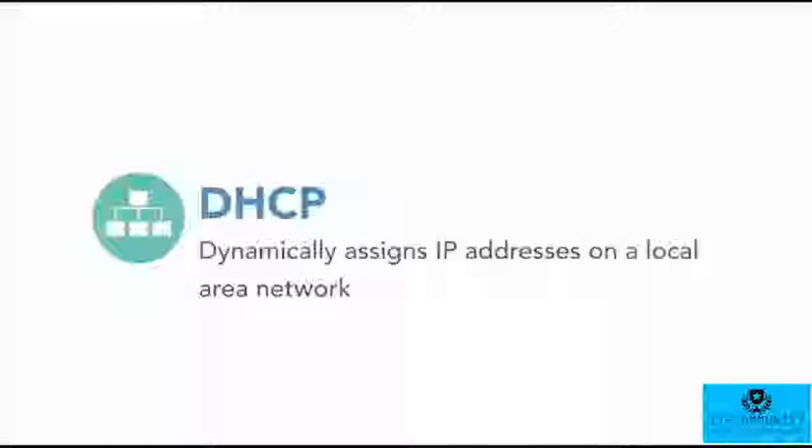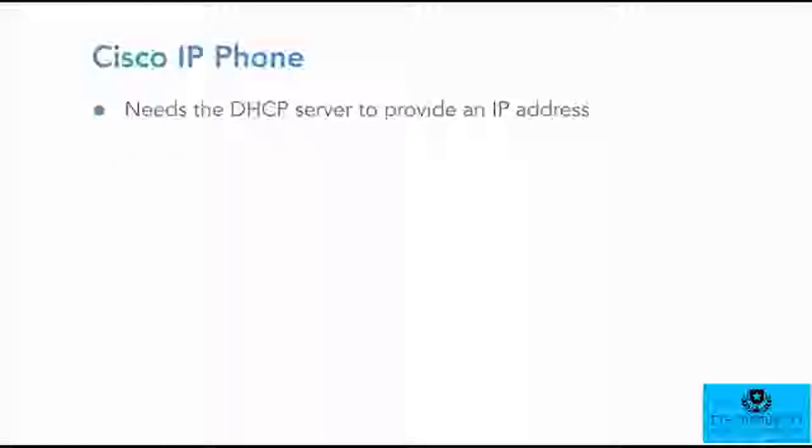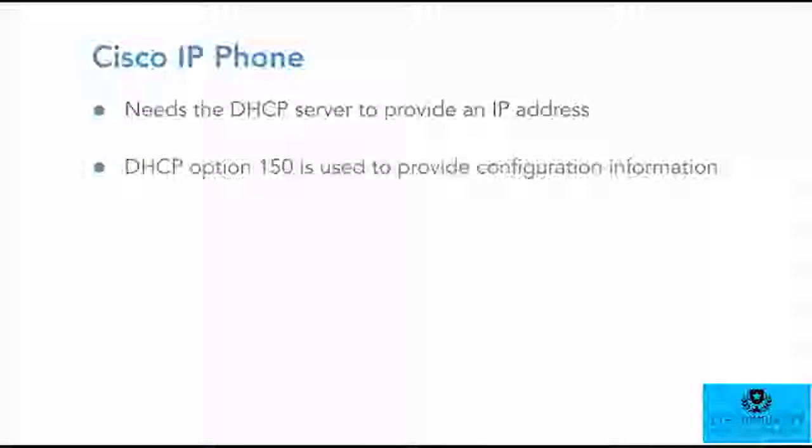Dynamic Host Configuration Protocol dynamically assigns IP addresses on a local area network. A Cisco IP phone needs the DHCP server to provide an IP address. Special DHCP option 150 is used to send the Unified Communications Manager's address to the VoIP devices so they can register and receive configuration information. A router can act as the DHCP server for its location, and you'll most likely separate the voice and data networks, so you'll need to use two DHCP pools.